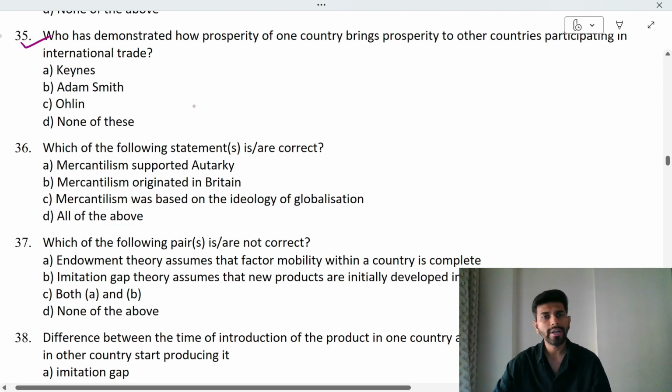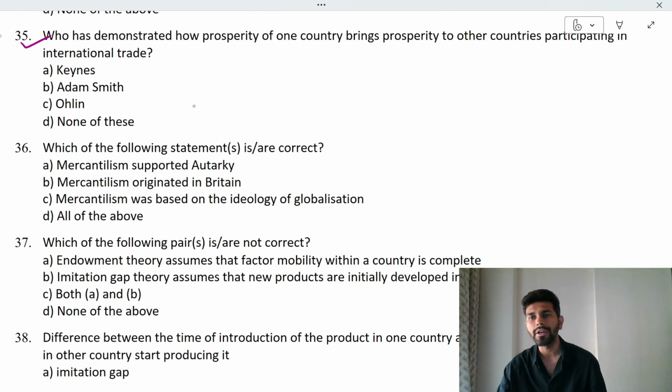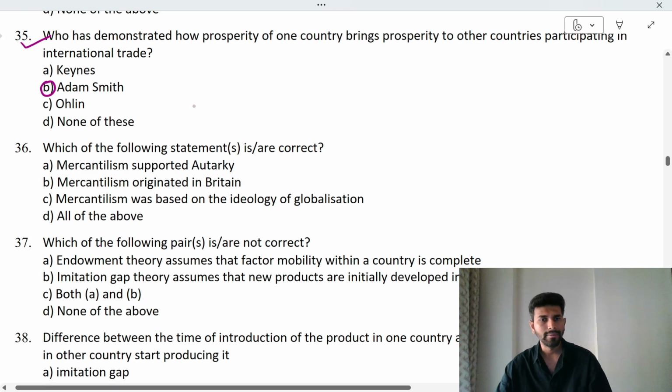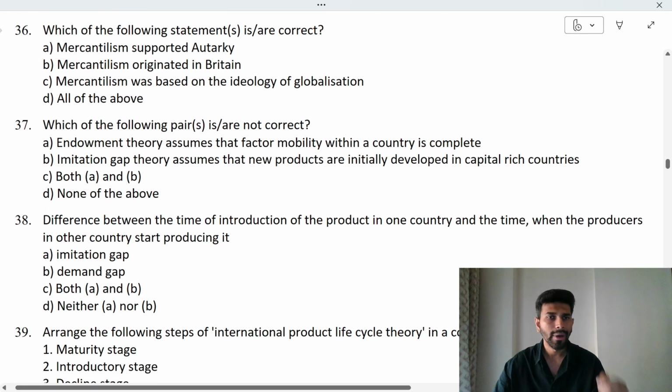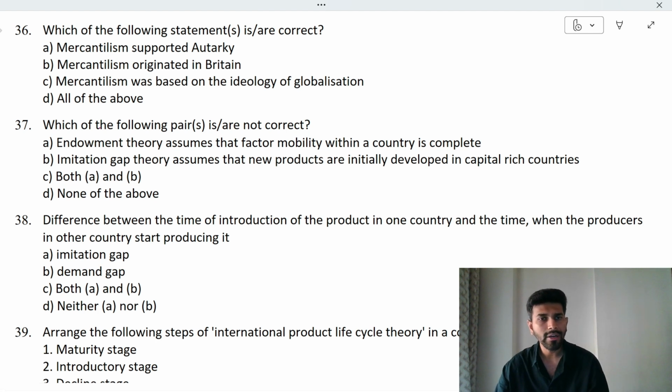Who has demonstrated how prosperity of one country brings prosperity to other countries participating in international trade? Keynes, Adam Smith, Ohlin, or none of these? Correct answer is B. Which of the following statement is correct? Mercantilism supports autarky. Mercantilism originated in Britain. Mercantilism was based on ideology of globalization, or all of the above are correct.